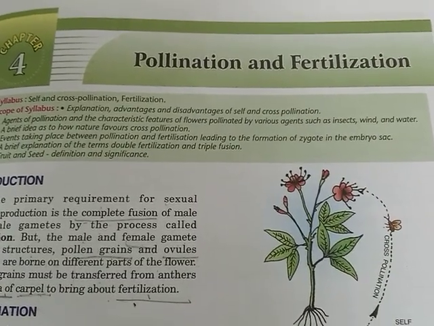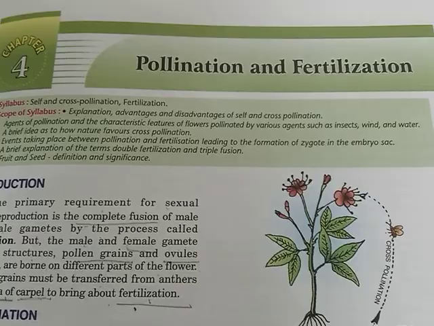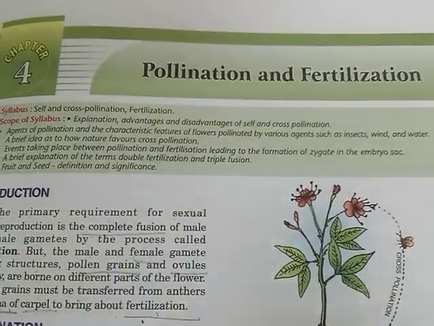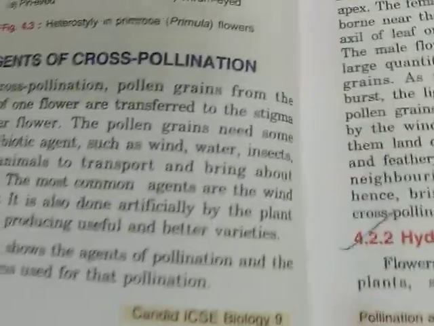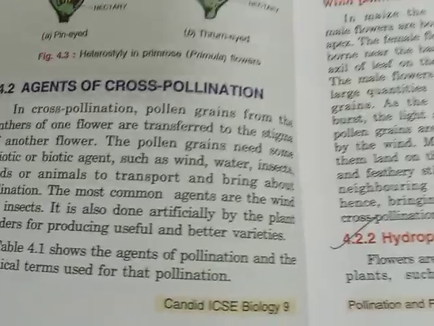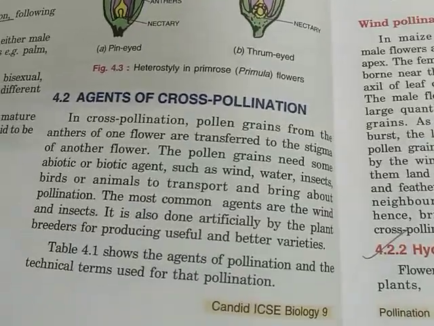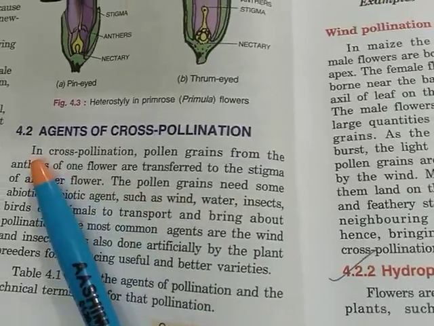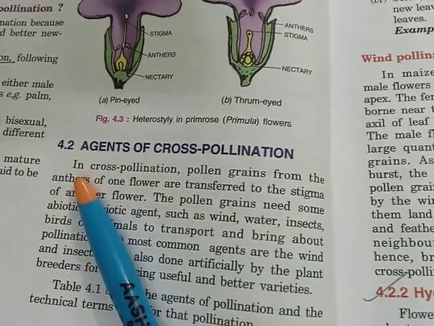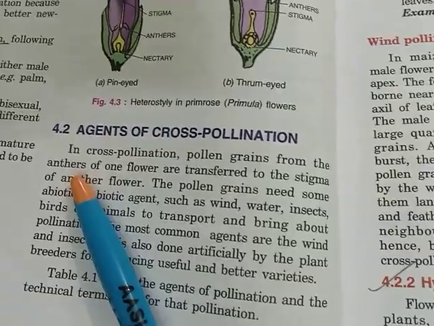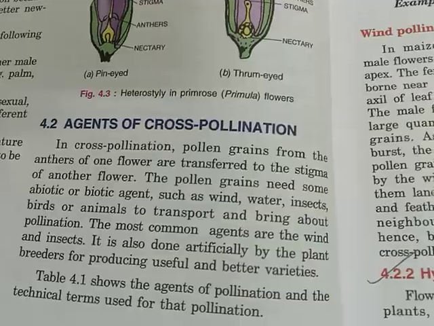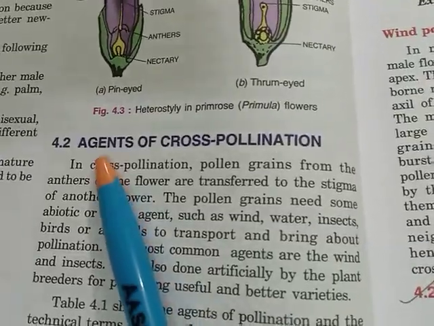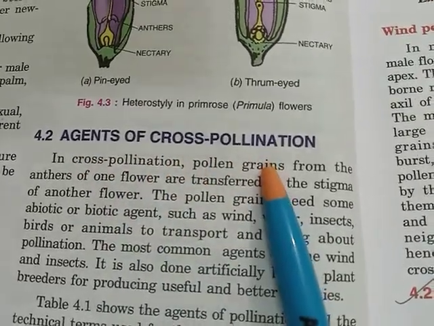Hello everyone. We are continuing with the chapter of pollination and fertilization, and today we will study about the agents of cross pollination, and this is the C part of pollination and fertilization. In the previous session, you have studied about self-pollination and cross-pollination, their advantages and disadvantages. And in this session, we will study about the agents of cross-pollination.